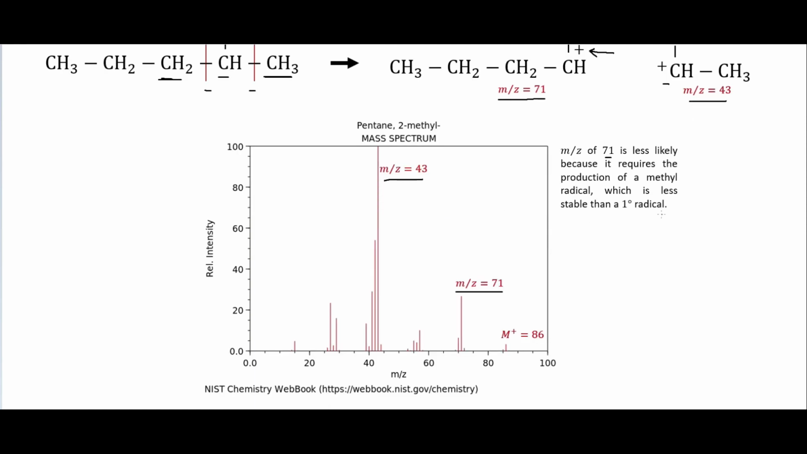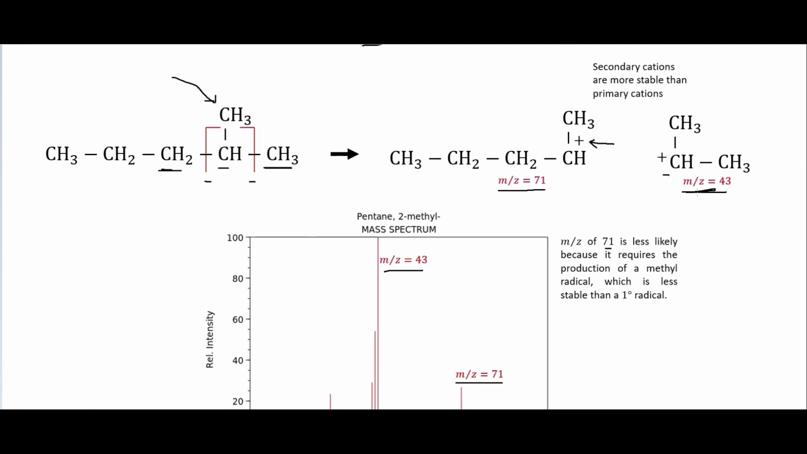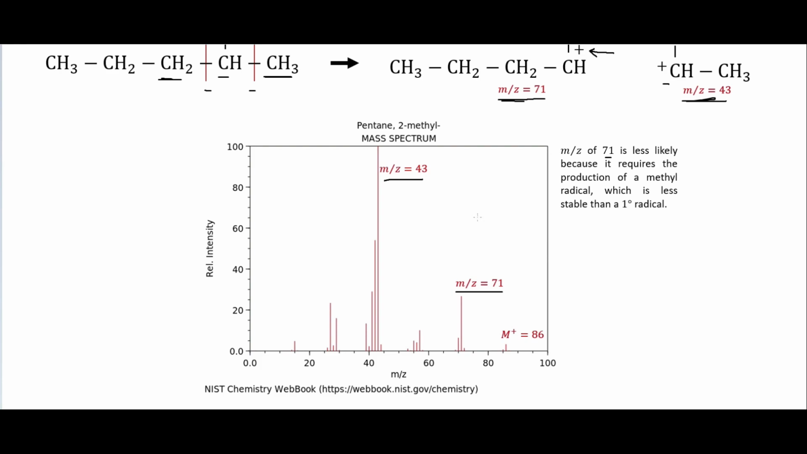And so that's why the 43 here is going to be more abundant than the 71, because when we split off the 43, we are making a primary radical rather than a methyl radical. And so that's why the M over Z of 43 will show up more.